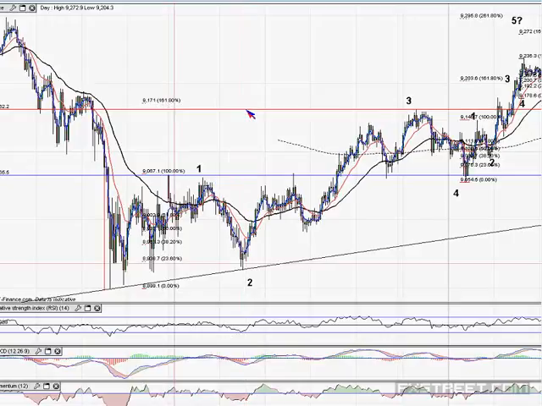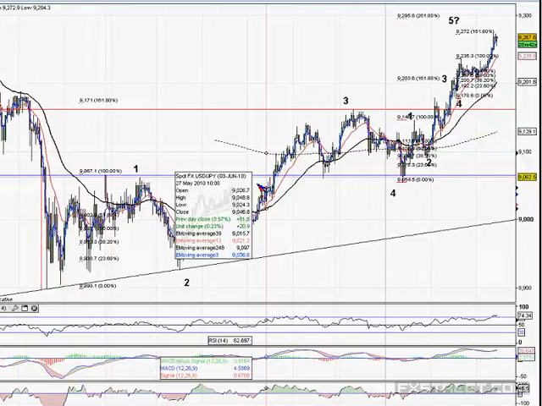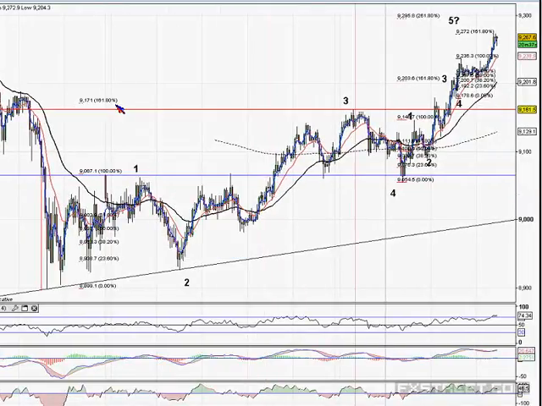Okay, so here, 1, 2, around about this sort of level, we were talking about an ascending triangle formation. We expected a break to the upside. It then moved higher. And I thought this was potentially wave 3. So 1, 2, 3. Going back to fib levels, it hadn't made 161.8%. Okay, it had stopped short there.